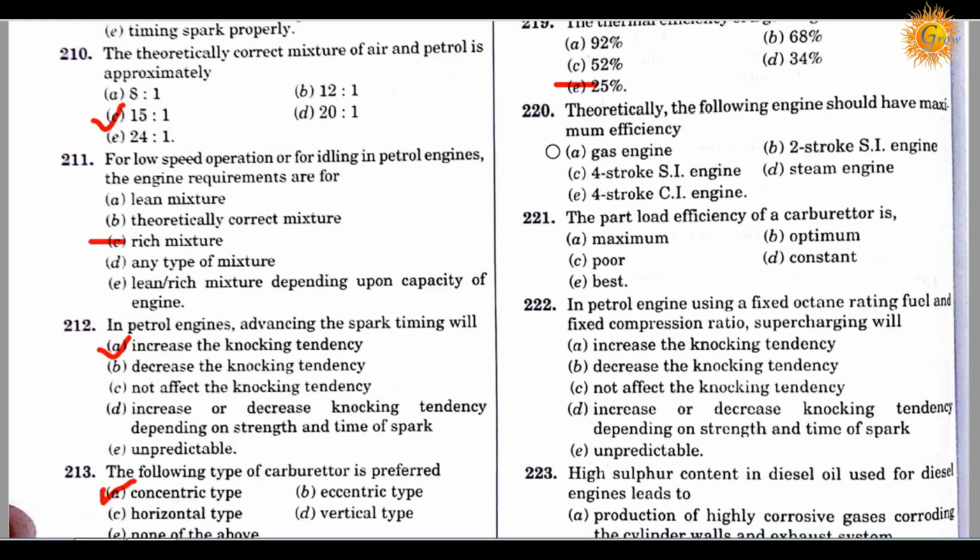Question number 220. Theoretically, the following engine should have a maximum efficiency. Option A, gas engine. Option B, two-stroke SI spark ignition engine. Option C, four-stroke SI engine. Option D, steam engine. Option E, four-stroke CI engine. So the correct answer is E, because it is the four-stroke compression ignition engine. Theoretically, that engine has the maximum efficiency.